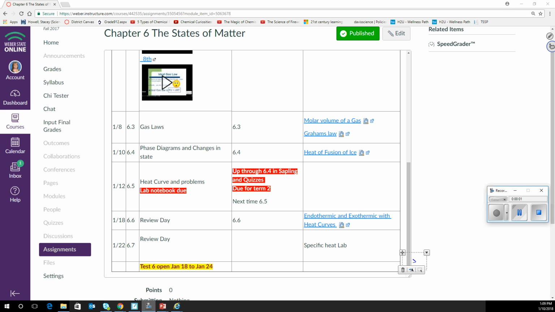I've changed things up. Next time we are not doing a lab. I pushed it back to the next week. So next week we'll have just a page to finish up on notes, and then you can work on Sapling, getting your lab notebook ready, whatever, get it in.